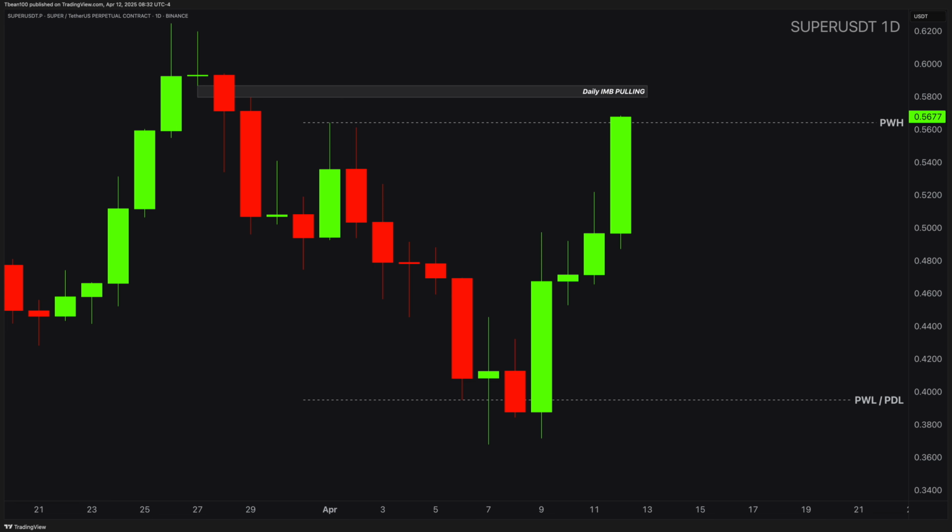If you ask me how all the price movement started, as you can see at the bottom, this daily imbalance failed. Then, price swept PWH, PWL, and PDL, and then buyers took control and kept pushing the price upwards, creating this bullish momentum imbalances. This should give you an idea about the overall bias.